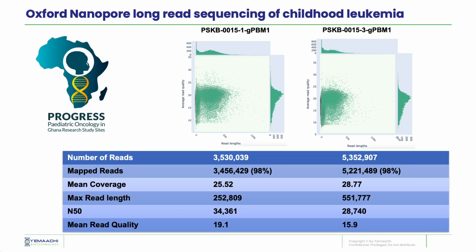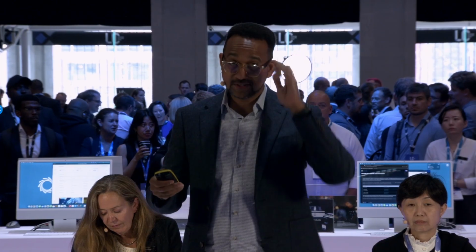We're collecting samples at diagnosis and then also longitudinal samples after induction, so after certain rounds of chemo, and following them up over time. And as you can see, we're getting close to 30x coverage on a PromethION running on a P2 Solo, and we're getting N50s of over 30, on average 34,000. So in fact, I know ONT is quite jealous of the data that we're generating in Accra. So all of this is happening in Accra, in Ghana, locally.